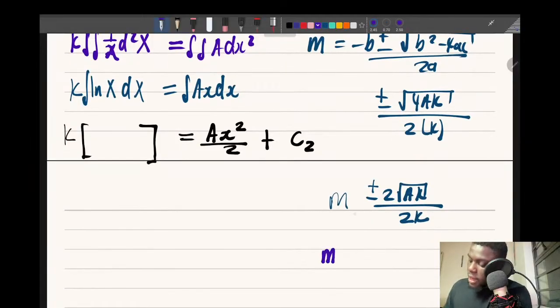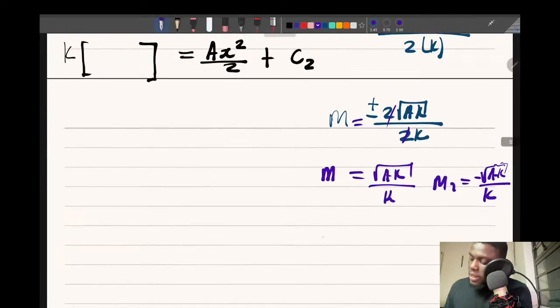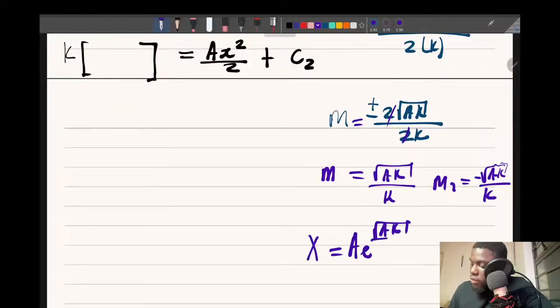So you'd have m being equal to 2 root ak. Okay, the 2's will cancel. So we can say m1 will be equal to the root of ak over k. Or you could have m2 being equal to negative the root of ak over k. Then when you're finding your solution, since there are two solutions that are different, we know what happens. It will be a e to the m1x, which is here, root ak over k x, plus b e to the m2x, which is negative root ak over k of x.